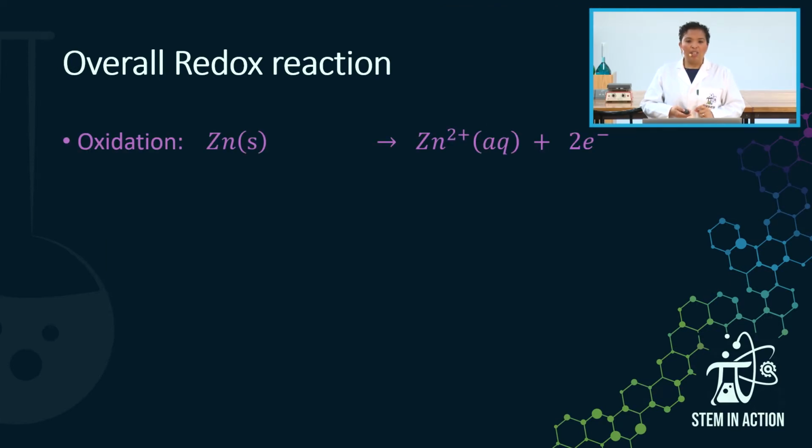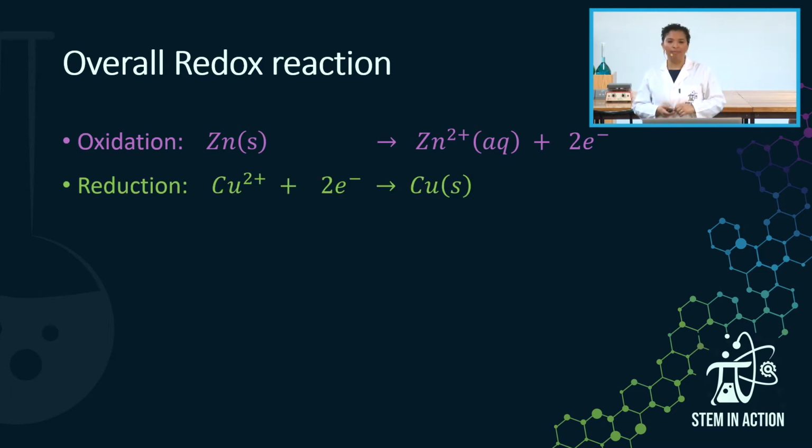There's something that you need to know: you must be able to do the overall redox reaction for a galvanic cell. So if we look at our oxidation half reaction, we've got zinc, and it reacts to form zinc 2+ in solution and 2 electrons. We know that it's an oxidation reaction because electrons are lost. Our reduction half reaction is the copper 2+ ion gaining electrons and forming copper solid.